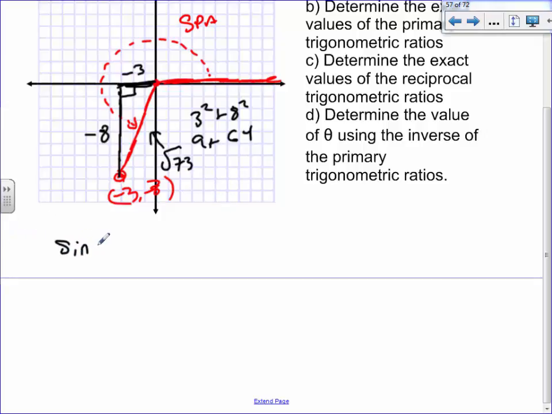First one is going to be sine of theta. Sine of theta is the opposite over the hypotenuse, only we're going to change that. It's actually the y value over the radius. What's our y value? Good, don't miss the negative. It's negative 8 over root 73. Only that's not written in what's considered rationalized form, so you'd be expected to take it to this. Negative 8 root 73 over 73.